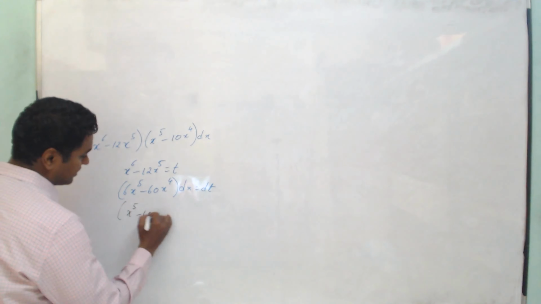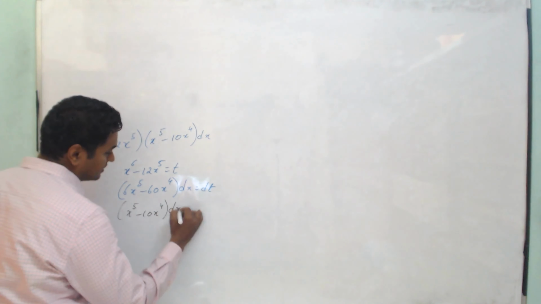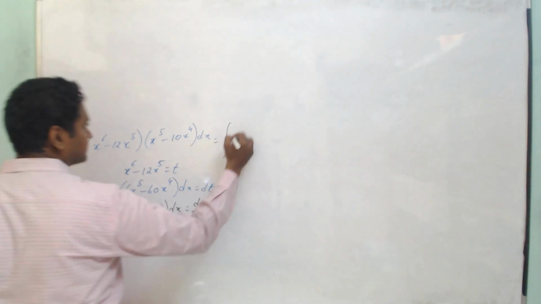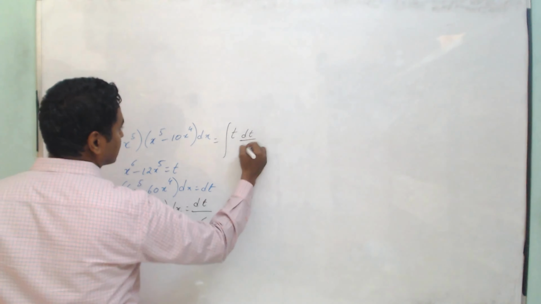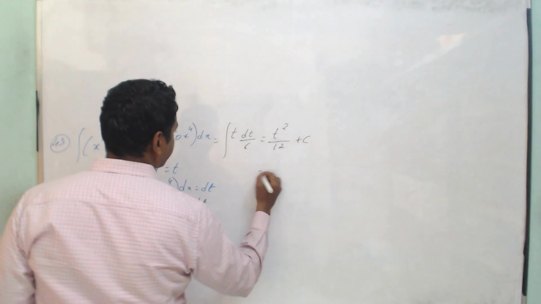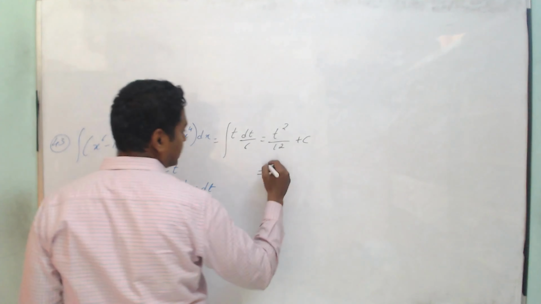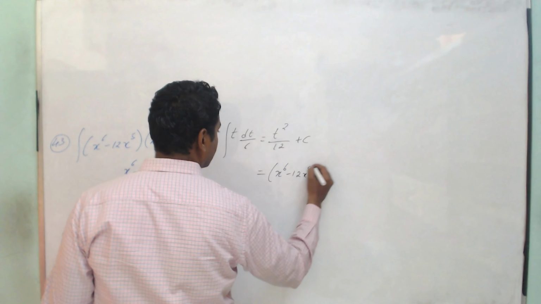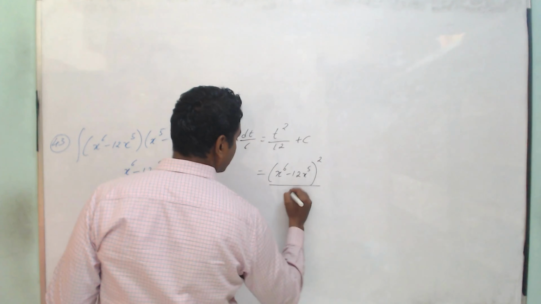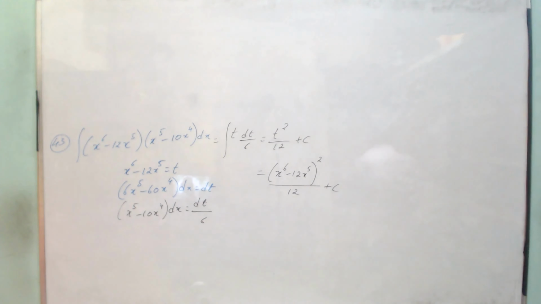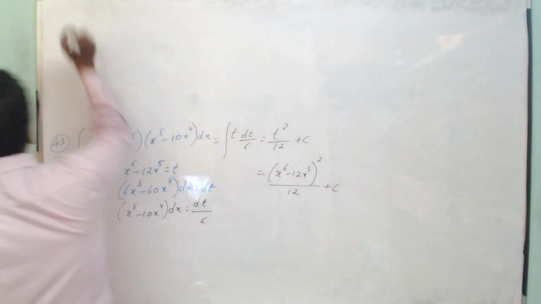So basically this is x to the power 5 minus 10x to the power 4 dx is dt by 6. So my question transforms itself as t dt by 6, which is nothing but t square by 12 plus c. And my t is x power 6 minus 12 x power 5. So the answer is x power 6 minus 12 x to the power 5, whole square divided by 12. That's all. Could have solved everything.